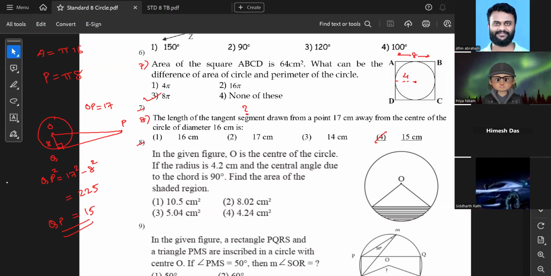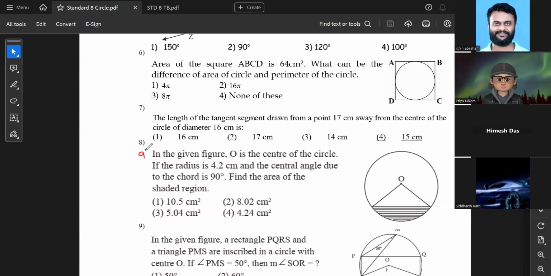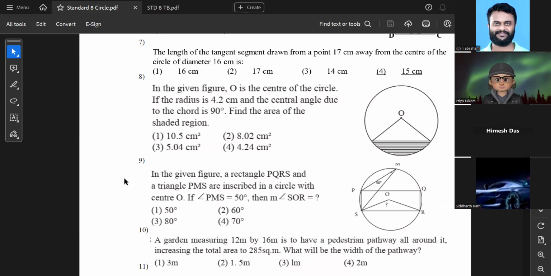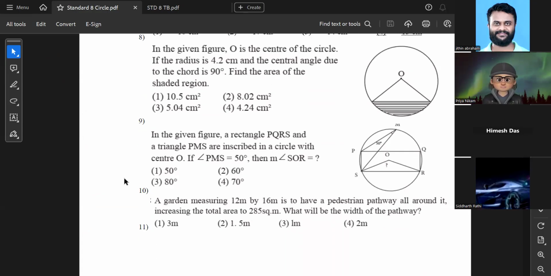Proceeding further. Ninth problem. Wait, I'll just lift the screen up. Ninth problem. In the given figure, O is the center of the circle. Radius is 4.2, which means this is 4.2, this is 4.2. The central angle due to the chord is 90. Find the area of the shaded region.